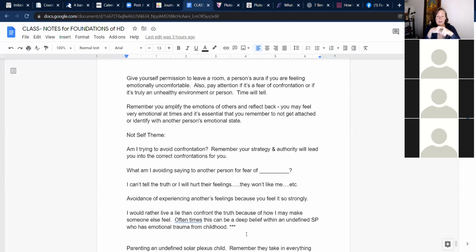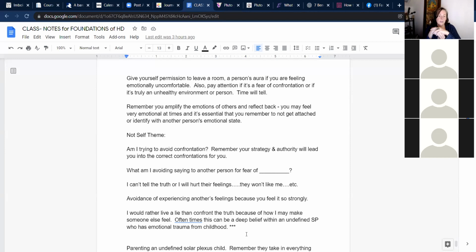What am I avoiding saying to another person for fear of fill in the blank? They might not like me. They might get upset with me. I might hurt their feelings. Because remember, you feel their feelings almost greater than they might feel them, and therefore you don't want to go to that space because it doesn't feel good. So oftentimes you will avoid any type of thing. It's just like, oh, it's better left unsaid.